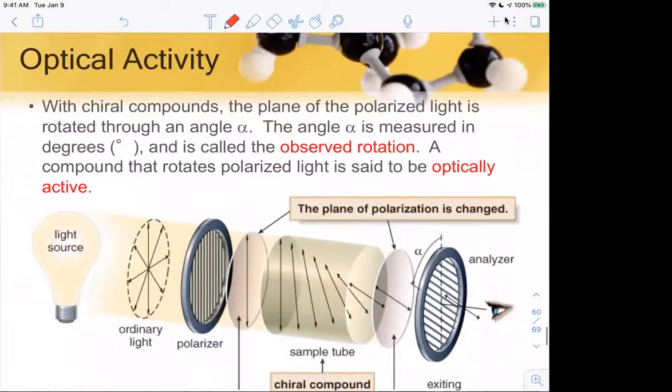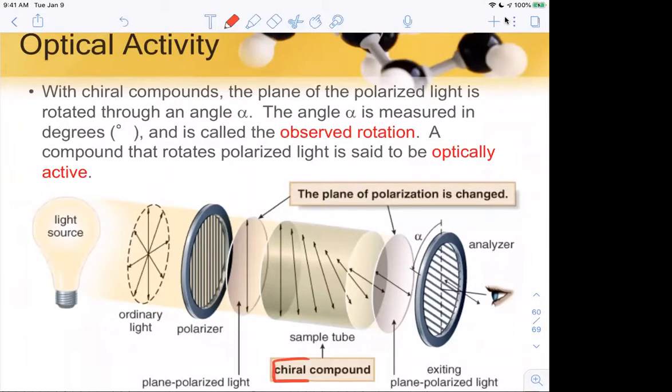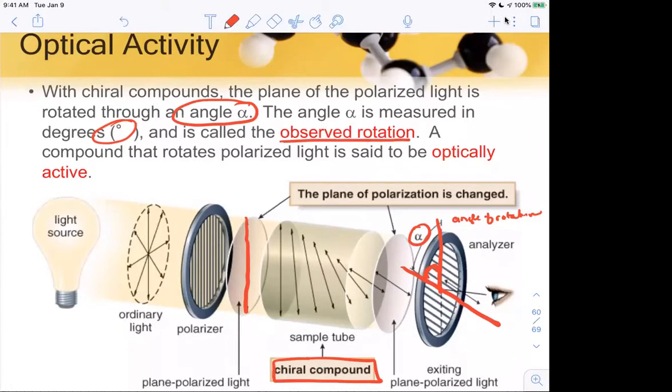But look at what happens if I put a chiral compound in this chamber. Now notice my plane started out up here and ended up this way. So this is an angle of rotation. This is an alpha, an angle of rotation of the light. So the plane is rotated through this angle alpha. This can be measured in degrees, and it's called the observed rotation. This indicates that the compound is optically active.